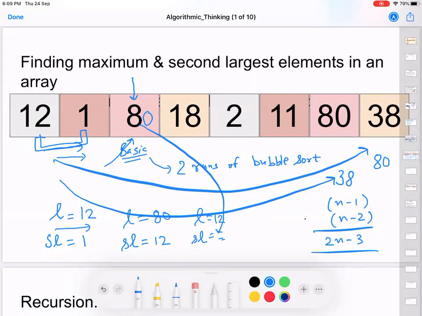But how many comparisons will it take? Even if you analyze this algorithm, you can take some time to analyze it. If you have some doubt, you can always contact us. If you look at it and analyze it, it's also going to take around 2n minus 3 comparisons. So it does not make any difference to our previous comparison. Okay. Can you think of some other way to better this?